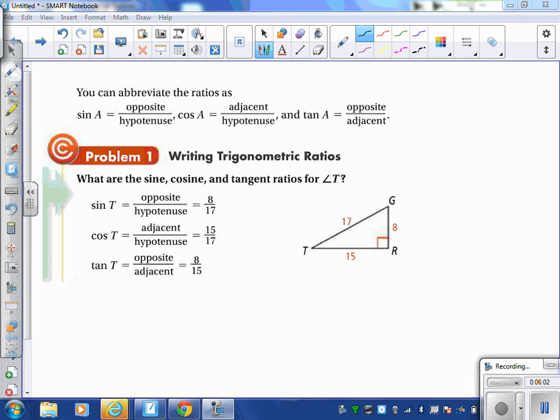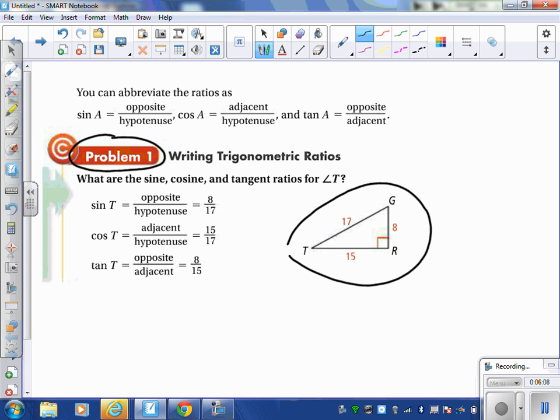So let's take a look at problem 1. We are given a triangle with angles T, G, and R. And then we have hypotenuse 17, and we have one leg, 8, and the other leg, 15. Go ahead and write that down.